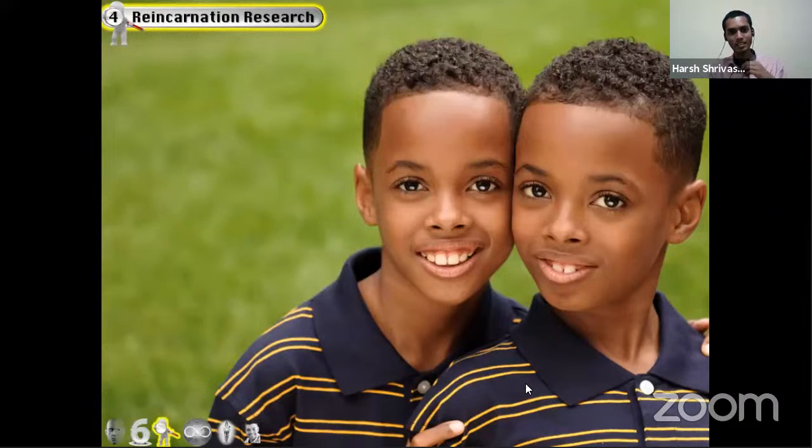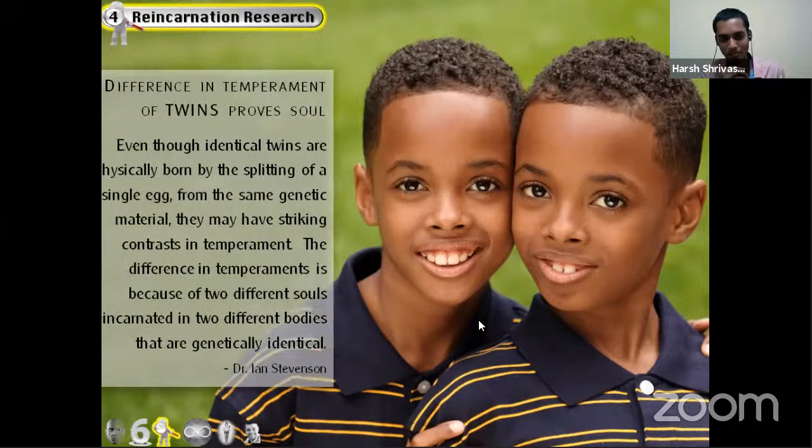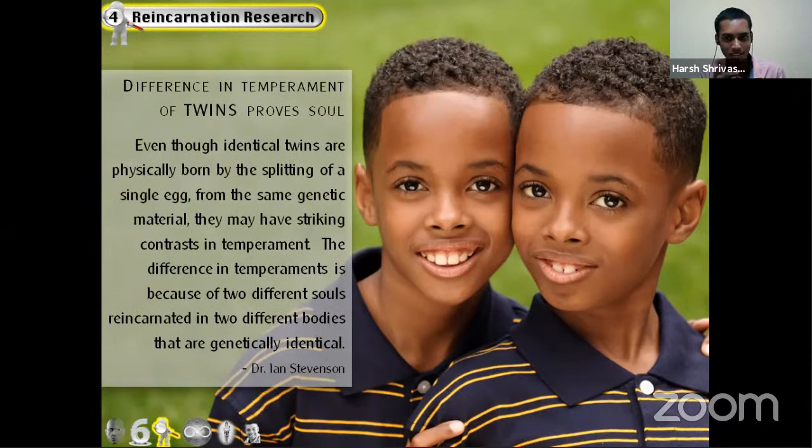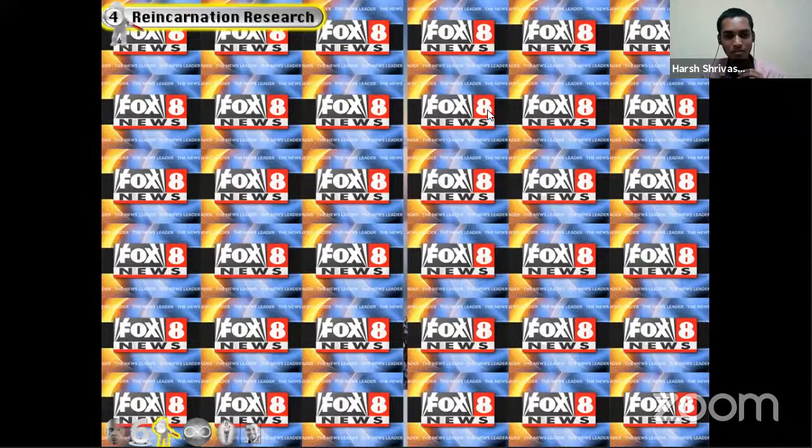These are twins. Like you all might know, these twins appear from the same cell. It fragments into two parts and then twins appear. But it is very difficult to understand that these two twins have different characteristics, like Dr. Ian Stevenson has told. Now, how are these different characteristics there? Because there are different souls who have different characteristics or who are carrying different subtle bodies.